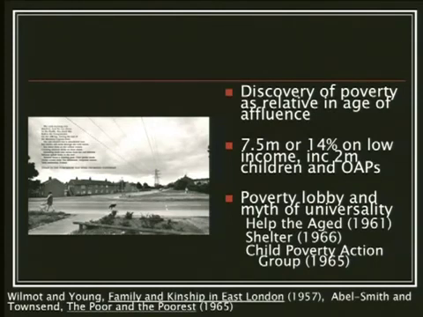These studies basically said that something like 14% of the population were now on low incomes that placed them in this new category of the relatively poor. And most importantly, a key sector of that group, 2 million of the 7.5 million of them, were children and old age pensioners, seniors, what we call in the US seniors.